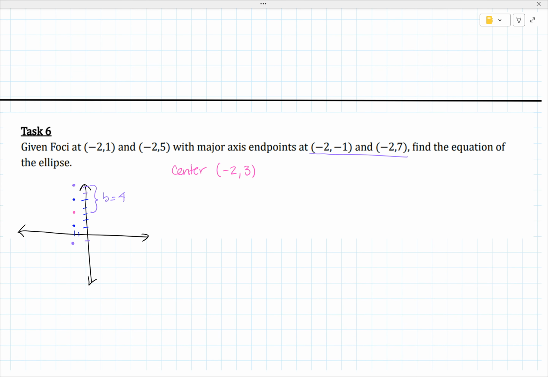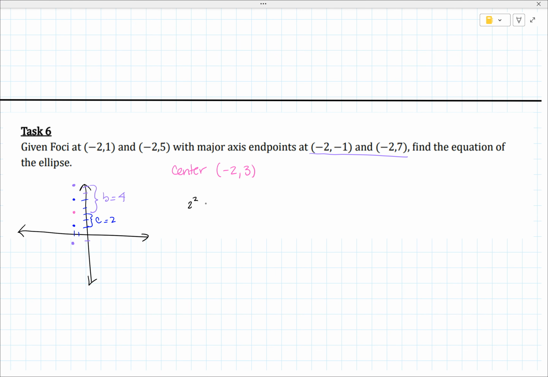So we can use what they gave us to find the C value. C is going to be the distance from our center to the foci. So C is going to be 2. And that's what we're going to use to help us find our A value.